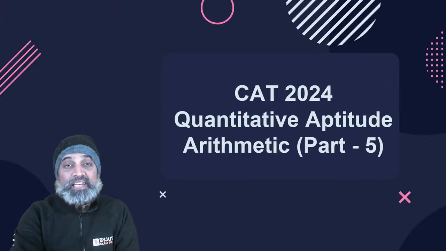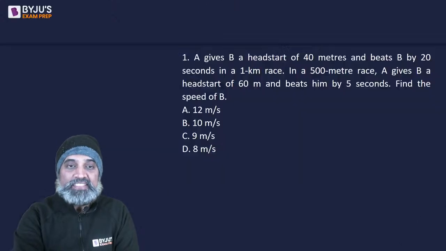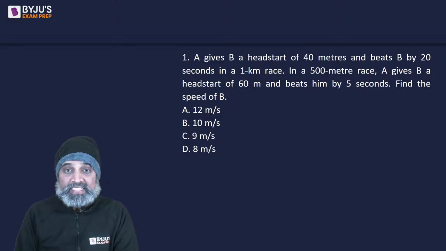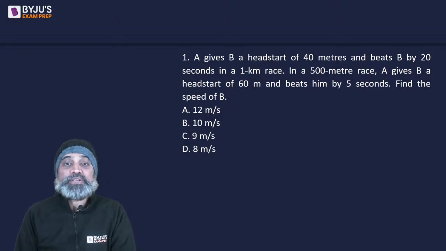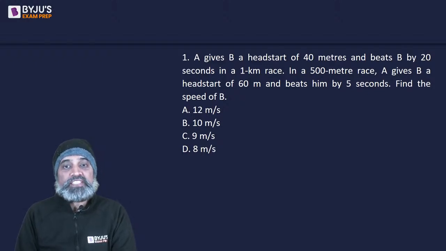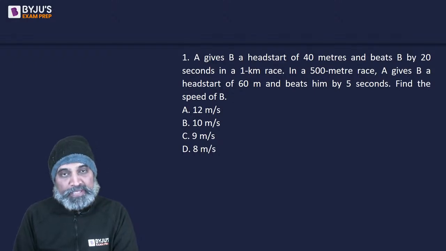Okay, so let's begin with today's session. This is the first question. A gives B a head start of 40 meters and beats B by 20 seconds in a 1 kilometer race. In a 500 meter race, A gives B a head start of 60 meters and beats him by 5 seconds. We need to find the speed of B.